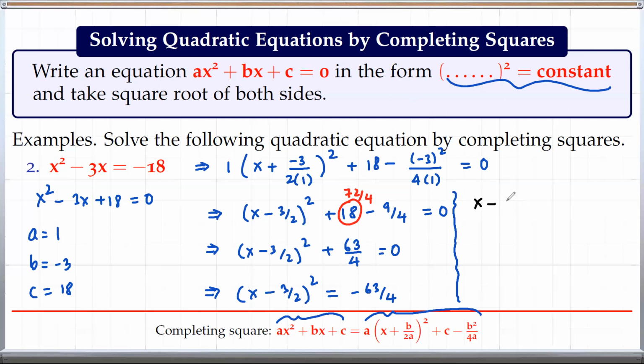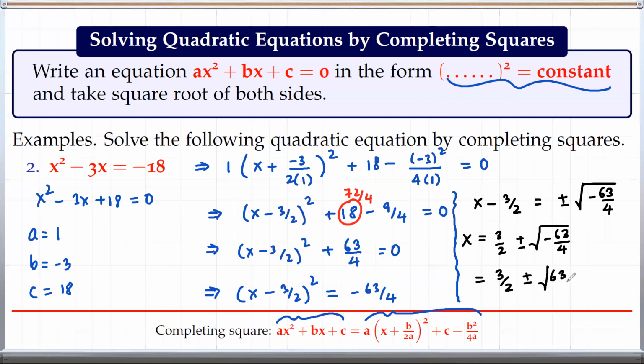So on the left side, we just get x minus 3/2 equals, on the right side, we have plus or minus square root of negative 63/4. So that means if we add 3/2 to both sides, we get x equals 3/2 plus or minus square root of negative 63/4. Now here we have the square root of a negative number, so we get an imaginary number over there. So it will become 3/2 plus or minus square root of 63/4 i.